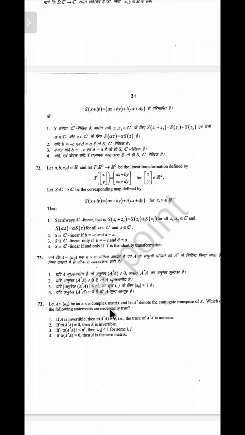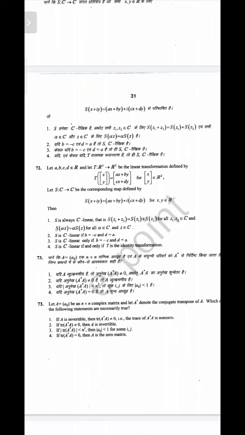Let A be equal to Aij. Let star denote the conjugate transpose. Which of the following statements are true? If A is invertible, then trace of A star A is non-zero. If trace of A star A is non-zero, then A is invertible. If trace of A star A is less than or equal to n square, then for some Aij it is less than. Trace of A star A equal to 0, then A is a zero matrix.